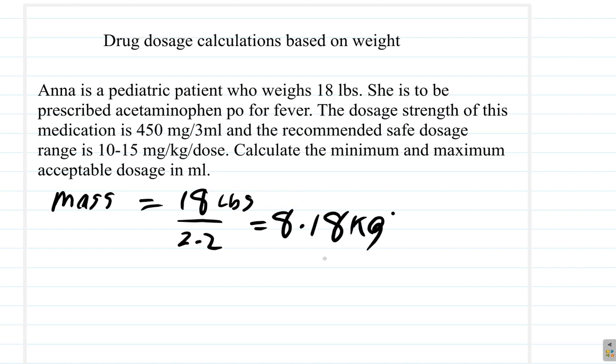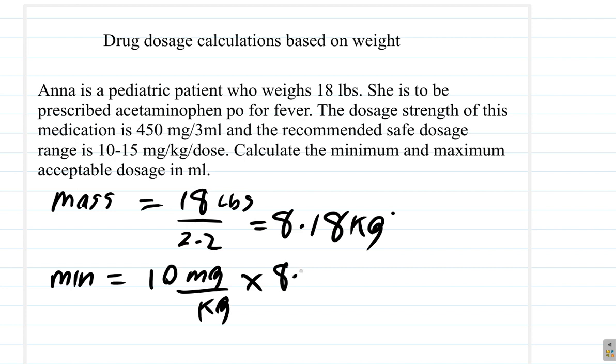Now the safe dosage range is 10 to 15 milligrams per kilogram for each dose. Let us look at the minimum dosage range. Since she's at 8.18 kilograms, I'm looking at 10 at the lower end. At the lower end, we are saying that she should get 10 milligrams per kilogram multiplied by 8.18 kilograms, her weight.